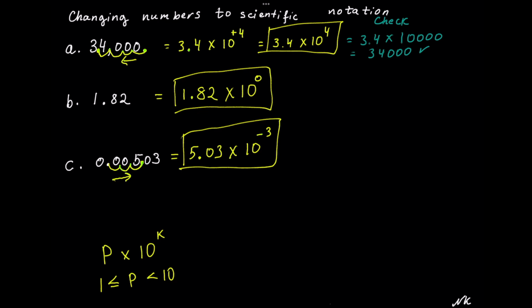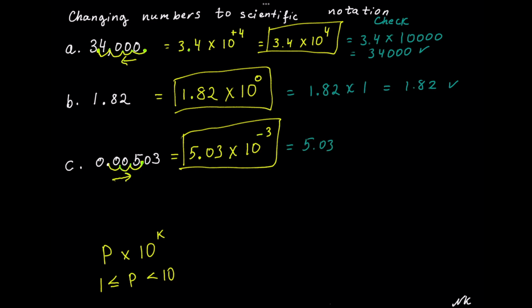In example B, we had 1.82 times 10 to the 0. Anything to the 0 power is 1. So 1.82 times 1 gives us 1.82 back. This checks out.